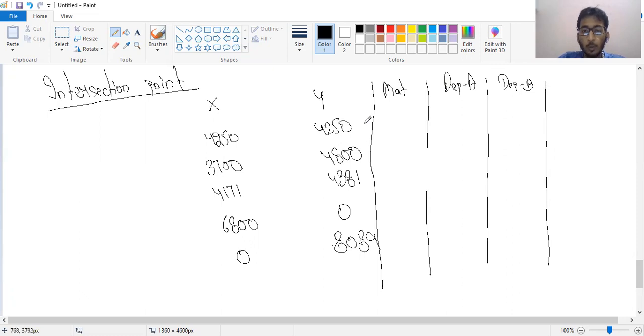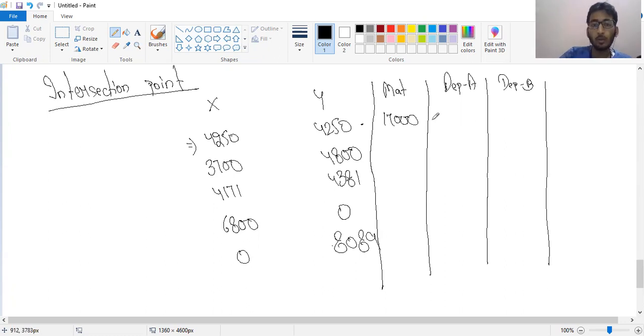So at first point, just see how many material would be used. Suppose in the first scenario, I'm making 4250 of product X and 4250 of product Y. So how many units of material would be consumed? 4250 multiplied by 2, that is 8,500 plus 8,500. So maximum 17,000 of material would be used.